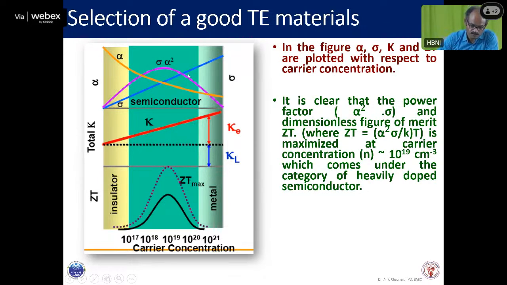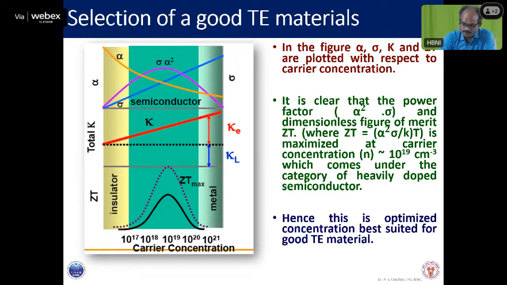So if you multiply these, then you will get a value of ZT. If you plot the ZT, it will come like this. You multiply this, and then these things, and then you will get a curve like this. So at nearly 10 to the power 19 carrier concentration, you get the maximum ZT value. Therefore, this is an optimized concentration, which is 10 to the power 19 and is best suited for a good thermoelectric material.